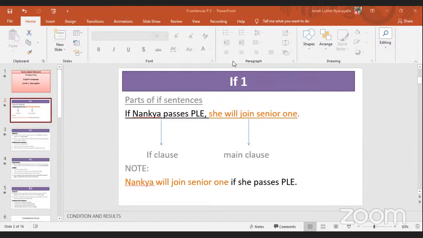You said explain the if clause, right? We started by expressing the if clause in if three. Then we expressed the main clause in if three. Now what I'm trying to tell you is join and form an if three sentence out of this if one sentence. As simple as that.